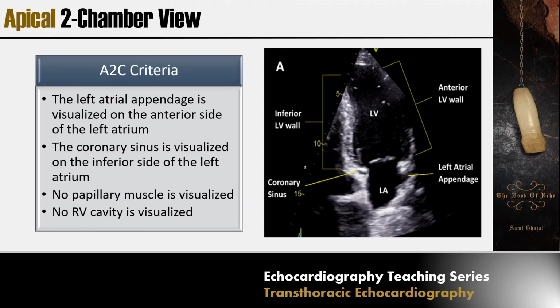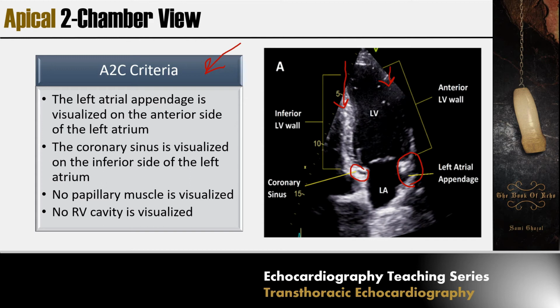Now you have to make sure that this apical 2-chamber view is appropriate and proper. So this is why you have to check the criteria. The apical 2-chamber criteria says that in order to call it a proper 2-chamber view, where this wall will be the true anterior wall and this wall is the true inferior wall, you have to see the left atrial appendage on the right side of the monitor, and at the same time the coronary sinus on the left side of the monitor.